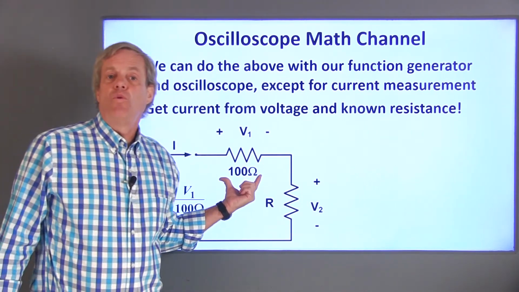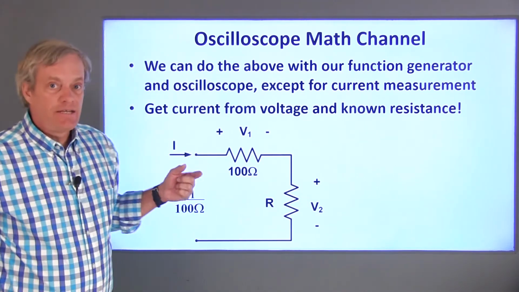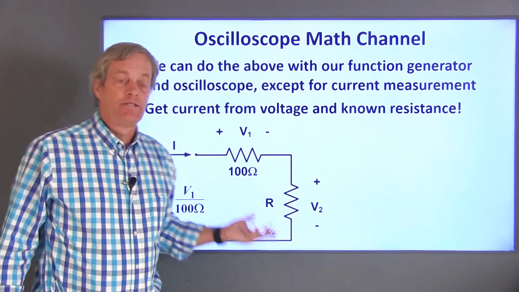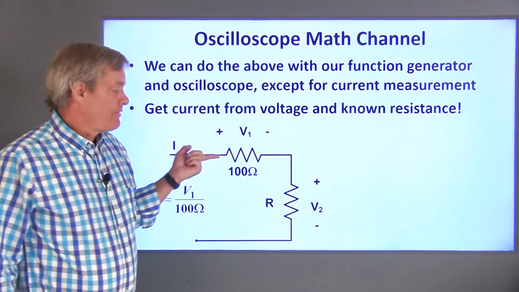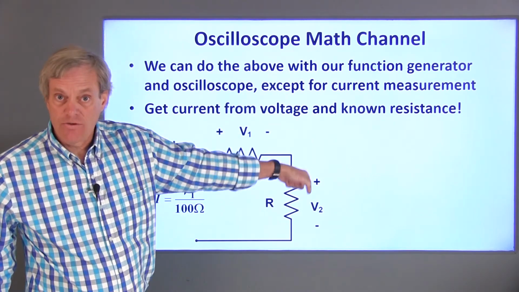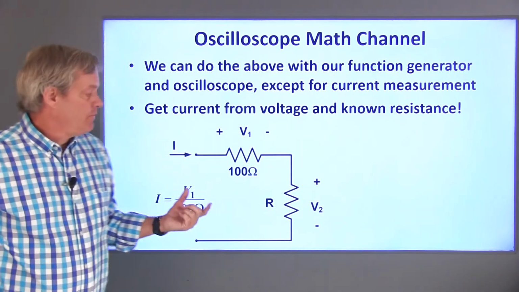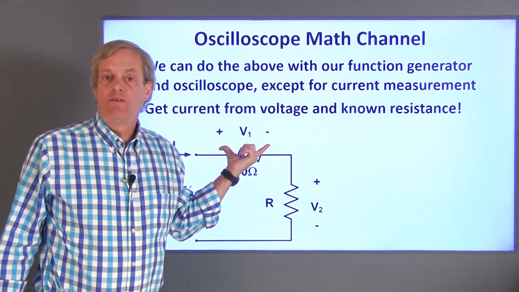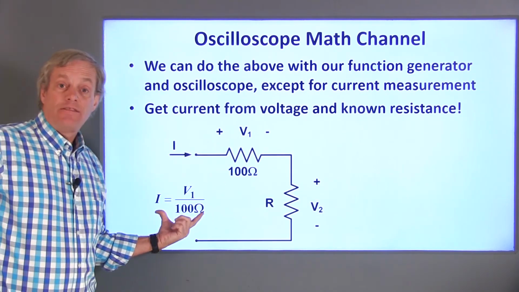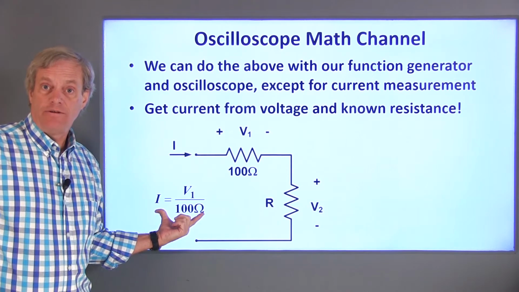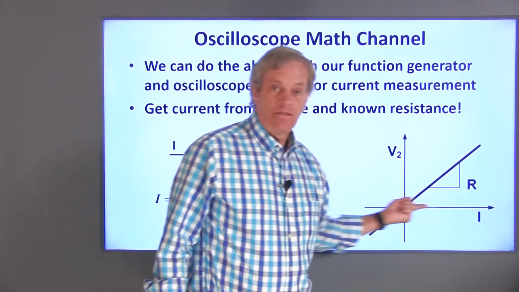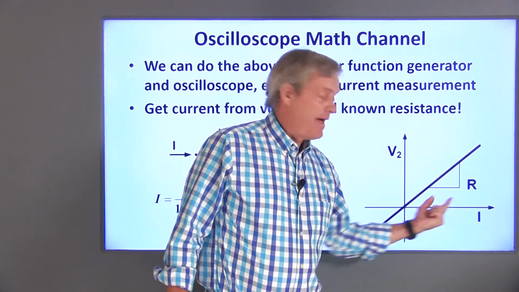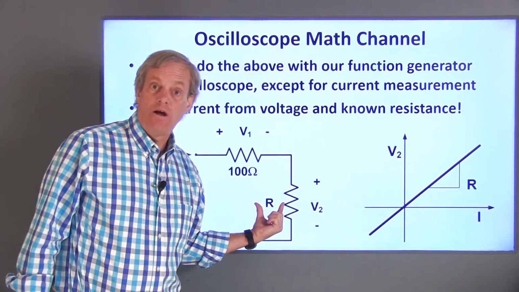This is a known 100 ohm resistor. It's in series with the resistor we want to characterize. The current through the two is the same, since any current going through this resistor also has to go through this resistor. If the voltage across the known resistor is V1, then we can calculate the current as V1 over 100. We can then plot the voltage V2 against this calculated current. The slope of that line will be the unknown resistance R.